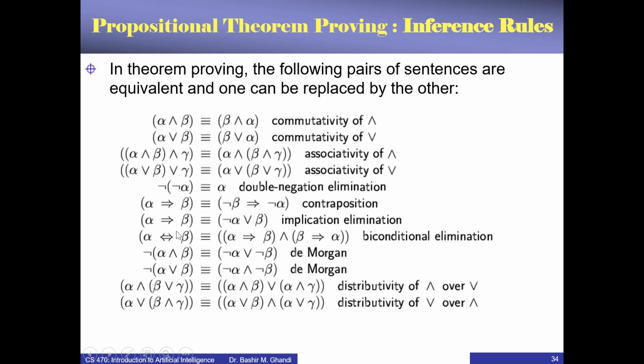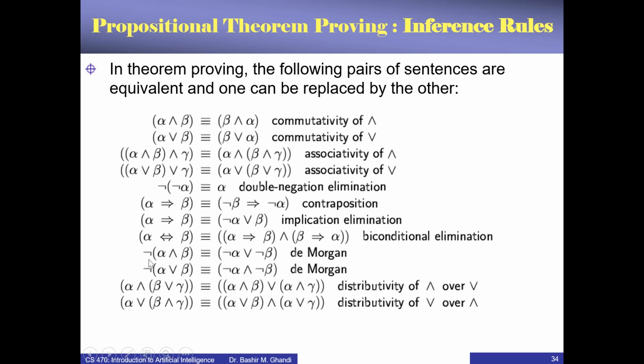Alpha if and only if beta is equivalent to alpha implies beta and beta implies alpha. Usually the steps to follow to remove the bidirectional: first, convert it to only imply, and then use the other equivalency to even remove the imply. We shall see that in a moment.